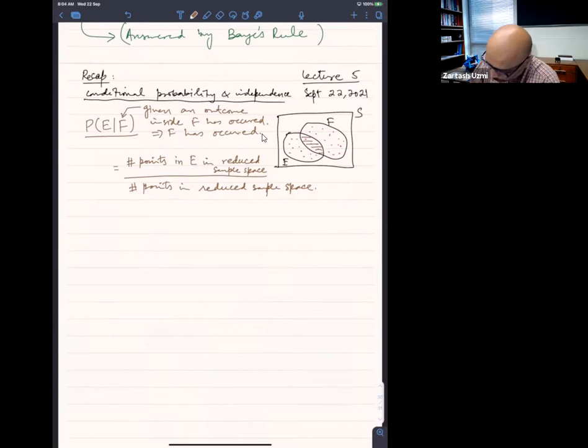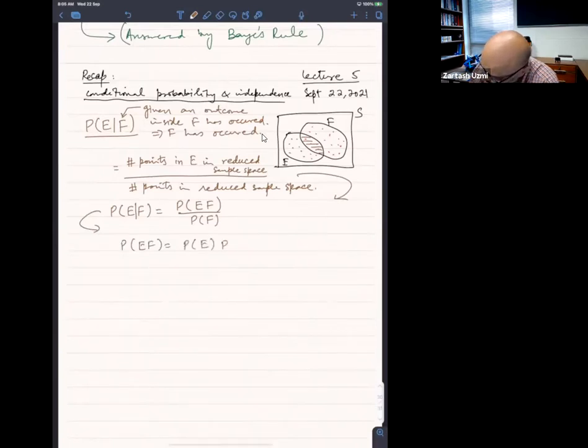We also talked about last time how from this expression you can go to probability of E given F is equal to probability of E and F happening together, divided by probability of F. From this you can write probability of E and F is equal to probability of E times probability of F given E. What this expression is saying is important to understand. This is also called the multiplication rule.